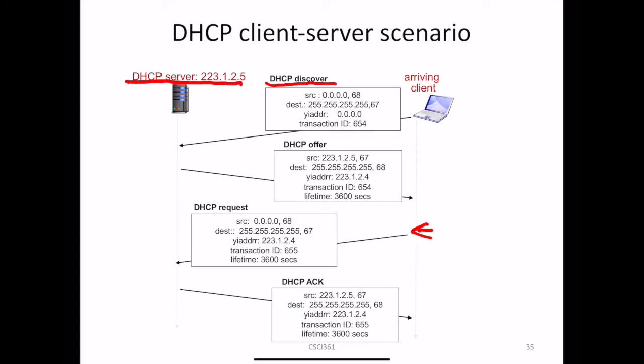And then when the DHCP server receives this DHCP request message, it still uses the broadcast way to send the DHCP ACK back to the arriving client, because before the DHCP server confirmed this IP address and gave it to the arriving client, the arriving client still doesn't have an IP address. So that's the reason for the entire communication between the DHCP server and the arriving client. They will use the broadcast way to do the communication.